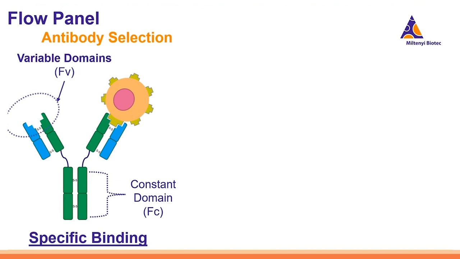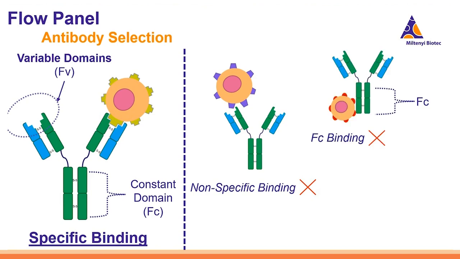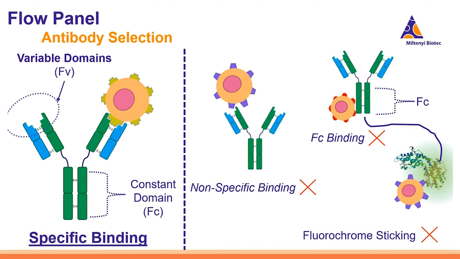However, there are cases of non-specific binding, such as binding of the incorrect antigen on the cell surface, even if it is by the variable domain. We have FC binding, and this could be some sort of binding to that constant domain. Certain cells like monocytes are especially prone to this, and this is why you might want to do some sort of FC blocking step. And then if your antibody is conjugated to a fluorophore, you can have some sort of fluorochrome sticking, and this can be worse depending on whether or not the fluorochrome is a tandem, as tandem dyes can be more prone to fluorochrome sticking. So these are all considerations for choosing your antibody fluorophore conjugate.